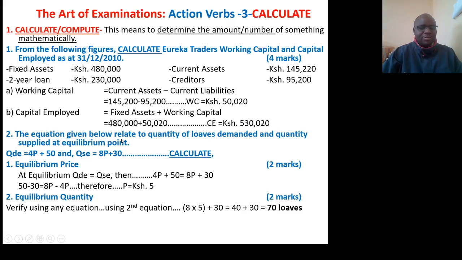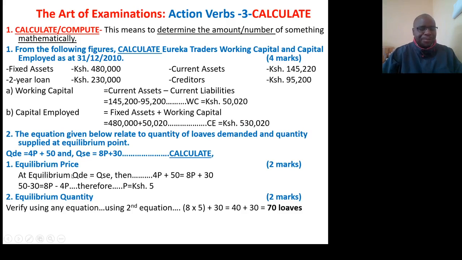Question number 2. The equation given below relates to quantity of loaves demanded and quantity supplied at equilibrium point. So quantity demanded is equal to 4p plus 50, and quantity supplied is 8p plus 30. So calculate the equilibrium price.